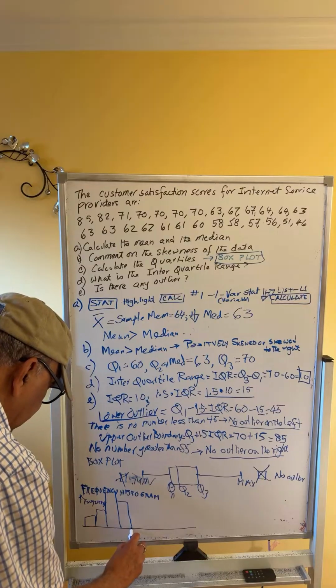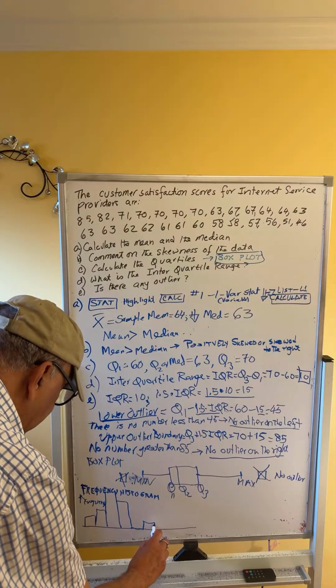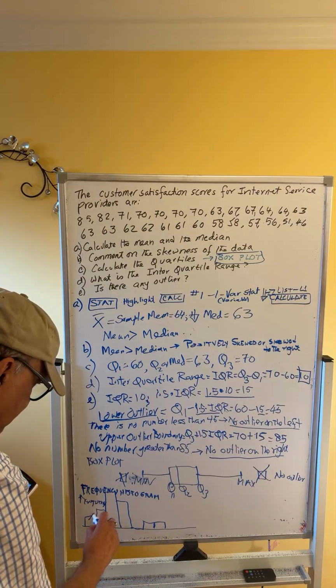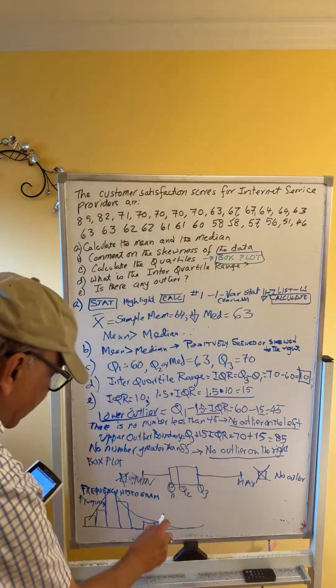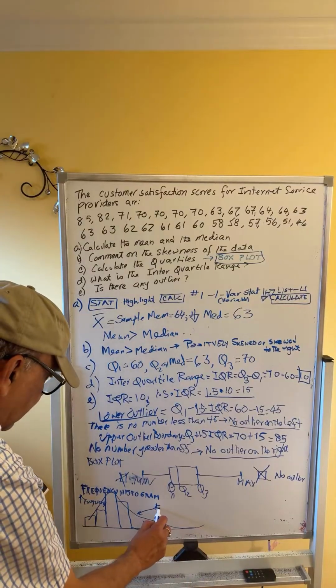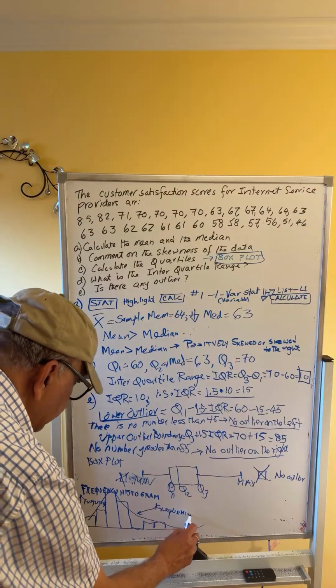Then there is an empty group. Then there are 2 more groups with the same amount. But because of the presence of this, you have an extended tail on the right. Okay, this is the frequency.